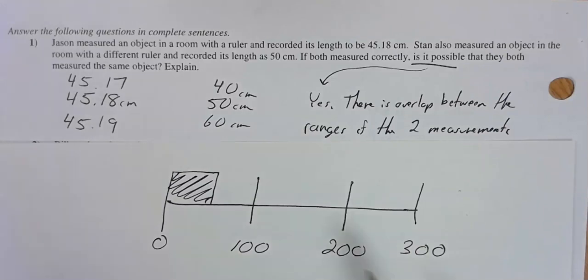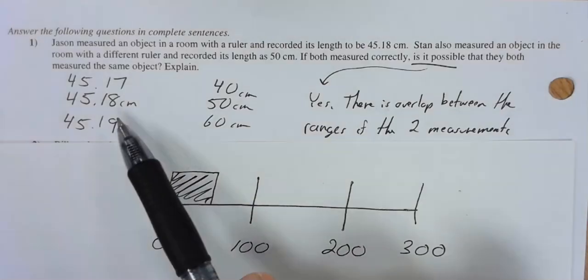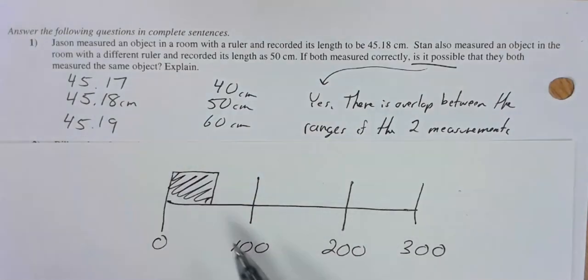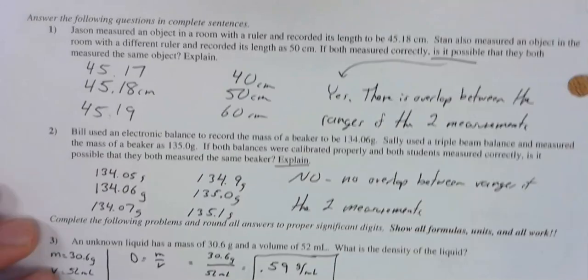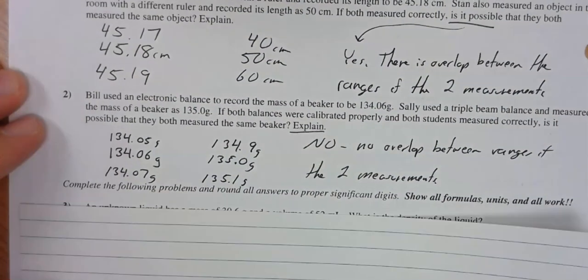If the object was truly 45.18 and this was that object, you'd never be able to tell it's 45.18 using this ruler. So you would say that's either 40, 50, or 60, right? So it could definitely be the same object because those ranges overlap. That's how you want to do the second one. All right, so we'll move this down here and take a look at number 2.